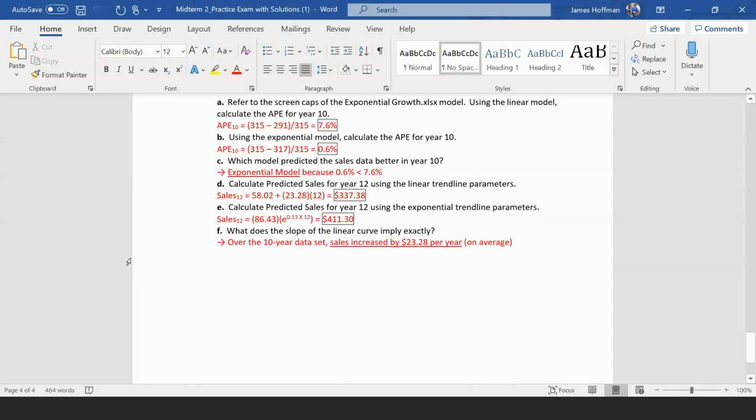Okay, and if you put that in your calculator, you get something like $411.30. And so again, that looks like it's in the right range. And so the absolute percentage errors, make sure those are in percent. And the sales prediction, those should be in dollars because you're predicting your actual data.